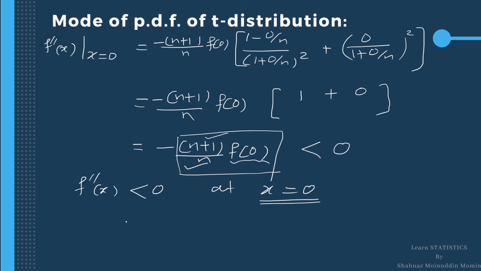Therefore our value of mode must be equal to 0. Why is it 0? Since the PDF becomes maximum at the point x equal to 0. Hence the mode of t distribution is 0. In this way, in this lecture we defined the mode of t distribution and we obtained the value of the mode by calculating all the steps in the derivation, solving the equation f dash x equal to 0 and f double dash x negative.